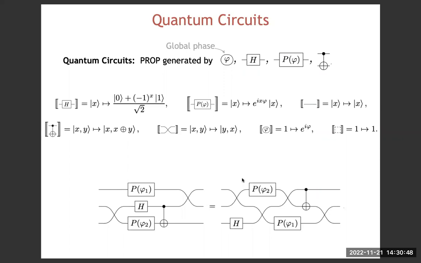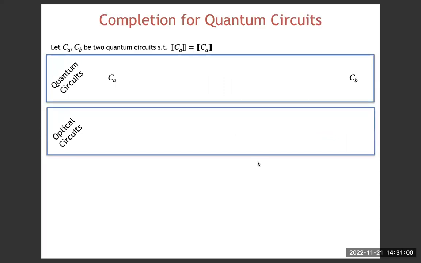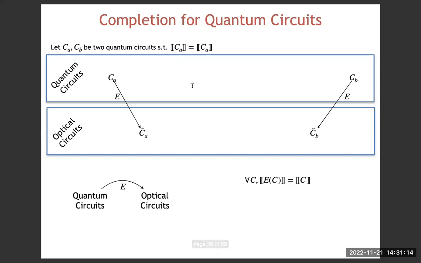So standard definitions for quantum circuits, and now what we want to do is to introduce a complete equational theory for quantum circuits. And here the idea is to use optical circuits as follows. So here is the general picture. We start with two quantum circuits, CA and CB, with the same semantics, the same unitary transformation. And we will use optical circuits. So we will encode these two quantum circuits into optical circuits.